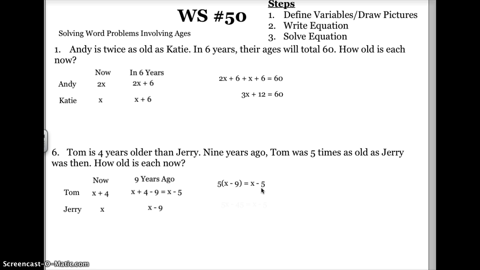Now if you use the distributive property on the left-hand side of the equation, I should get 5x minus 45 is equal to x minus 5. And from here, you just have an equation with variables on both sides. And that is something you should be able to solve at this time.